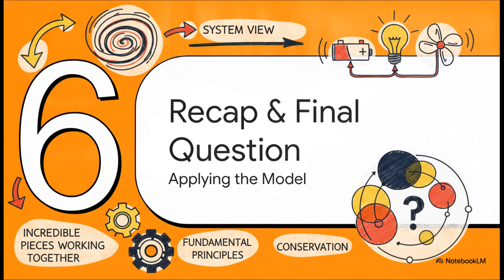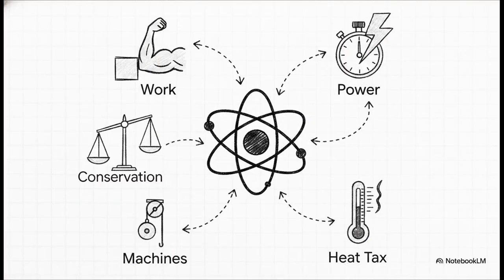Finally, part 6, recap and final question, applying the model. Let's quickly pull this whole coherent system model together. Work is exactly how we transfer energy by applying force over a distance. Power dictates the speed or the rate of that transfer. Potential and kinetic are the actual physical forms of this currency. Simple machines allow us to cleverly alter the physical exchange rate of power and work. Heat is the unavoidable environmental tax caused by friction. But overall, zooming way out to the universe as a whole, total energy is perfectly, beautifully conserved.